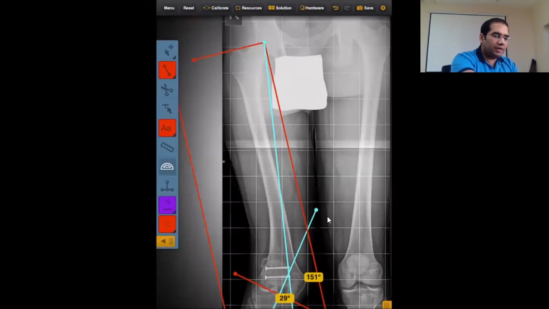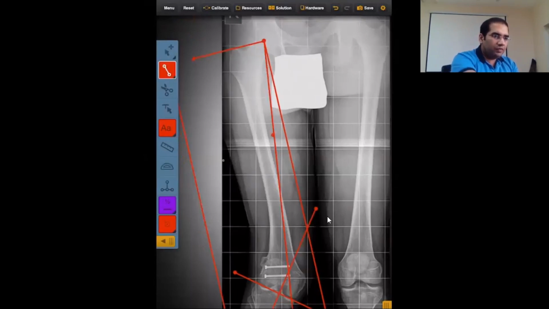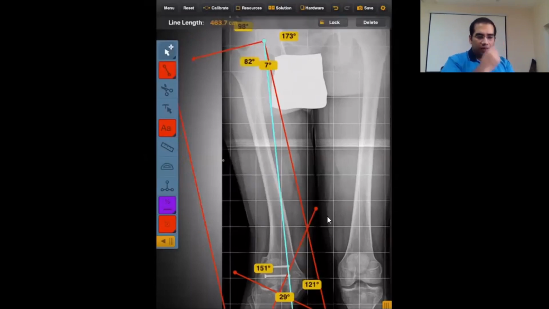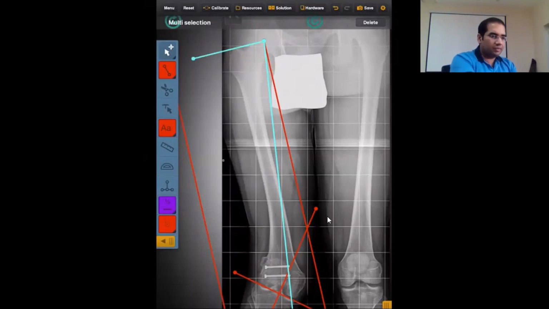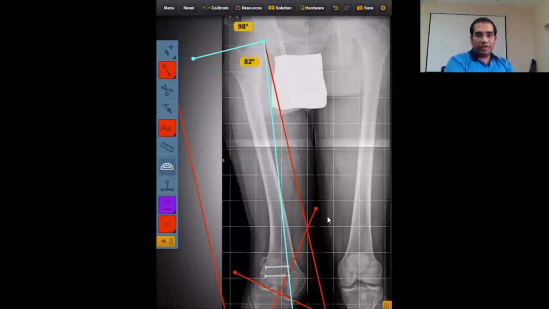And why has this happened? Look, when we have drawn our reference angle, mechanical axis with reference to the anatomical axis, our lateral proximal femoral angle comes to be at 82 degrees. It should have been 90 degrees. There is a difference of 8 degrees over here, as evident here as well.